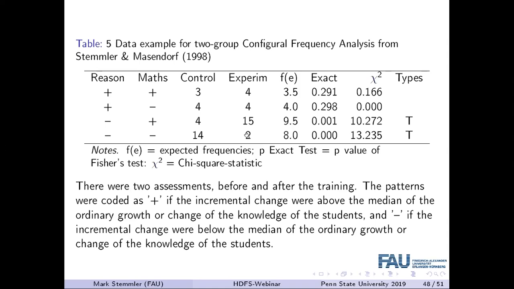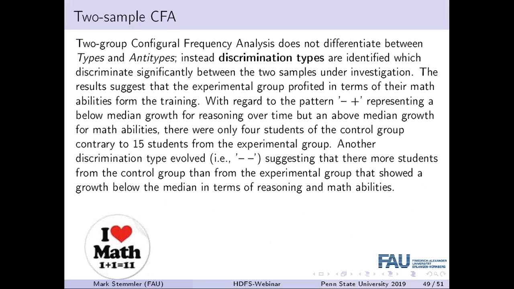Yes. Question? There's a little confusion about interpreting the types and antitypes. In the strategy example, the final model shows two types, but they have different observed frequencies. In earlier examples, some only show antitypes without any types emerging from the CFA and vice versa. How would you interpret the findings about types and antitypes? Would the observed frequency be taken into account in interpreting types and antitypes?